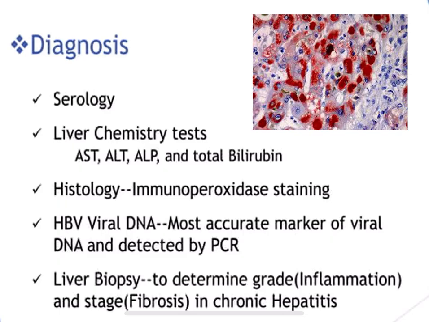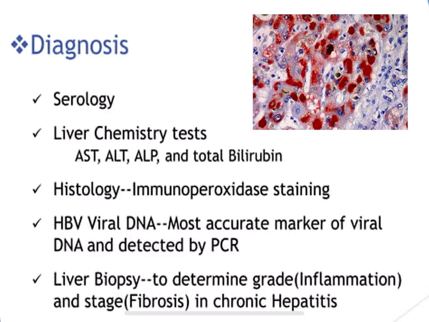Then we have hepatitis B virus DNA, which measures the amount of HBV in the blood. It is used to monitor the HBV infection and the treatment response. Whenever the viral load is very high, it shows that a more active infection is going on, and there is a greater risk of liver damage.